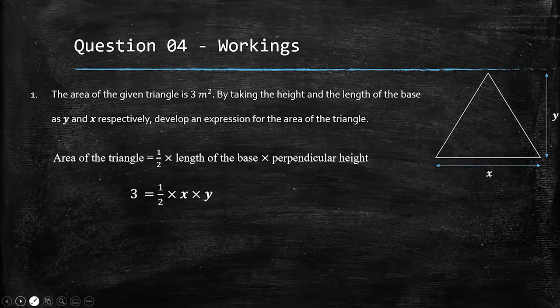So once you solve this equation, cross multiplying and subjecting xy to your left hand side, you can get xy is equal to 6. If you multiply 3 times 2, you get 6. And if you multiply x times y, you get xy. So xy equal to 6. So this will be the expression that you can obtain using the area of the triangle equation.